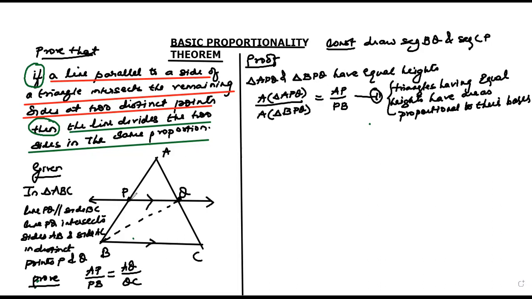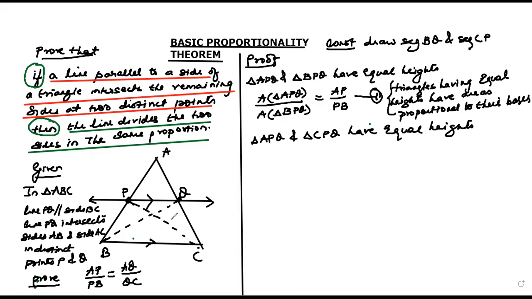Now I want AQ upon QC. So we draw segment PC also. Why did we draw segment PC? Triangle APQ and triangle CPQ have a common vertex P. The opposite sides AQ in triangle APQ and QC in triangle CPQ lie on the same line. So naturally, triangle APQ and triangle CPQ have equal heights. Are you getting me here? Because they have a common vertex and the opposite sides lie on the same line.